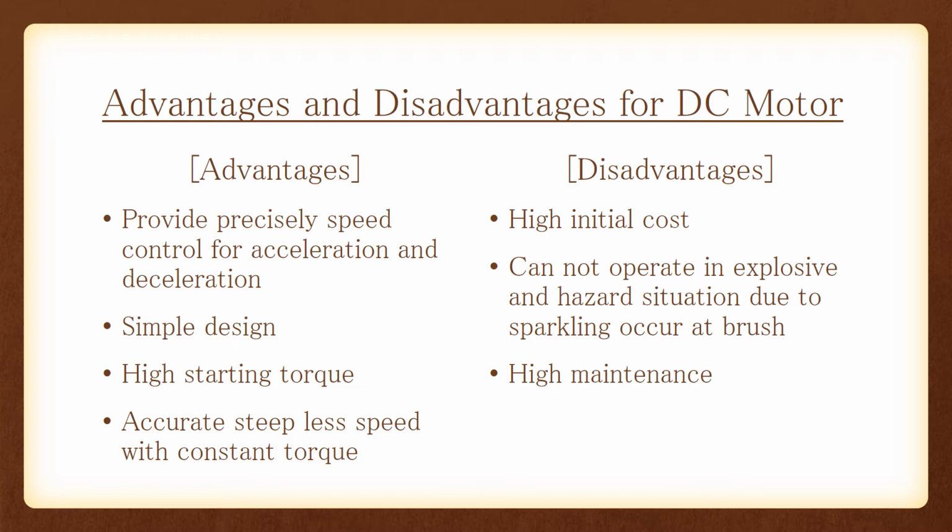Advantages of DC motor are precise speed control for acceleration and deceleration, simple design, high starting torque, and accurate stepless speed with constant torque. Disadvantages of DC motor are high initial cost, cannot operate in explosive and hazardous situations due to sparking of carbon brush, and high maintenance.